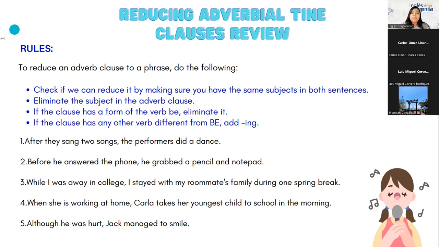The first one, and the most important one, is this one, because if we don't actually have the same subject, we cannot reduce adverbial time clauses. I mean, you just do not touch that phrase, right? So we need to check if we can reduce it by making sure we have the same subjects in both sentences. That's the first step. If not, you cannot touch that sentence. If you don't have the same subjects, we cannot reduce them.